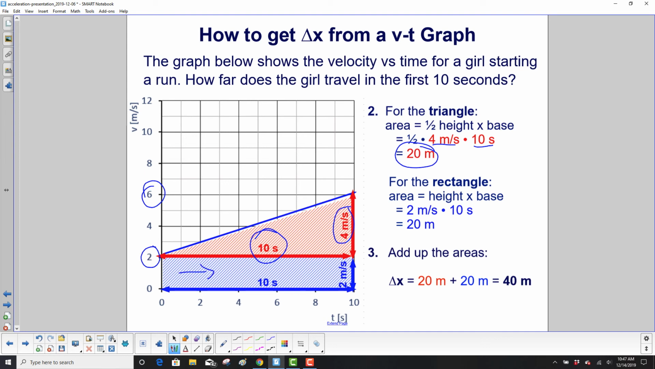Now let's do the rectangle. We have a height here of 2 minus 0, so that's just 2 meters per second. We have the 10 seconds again for our base, and that gives us 20 meters. Finally, step 3, add up the two areas, 20 plus 20, we get 40 meters. That's the displacement.